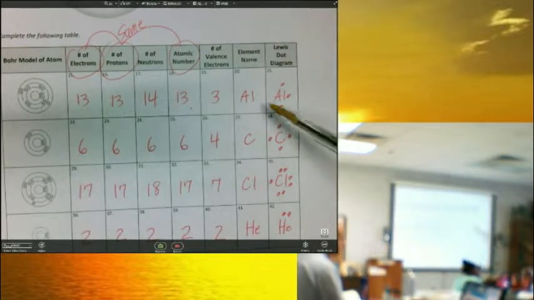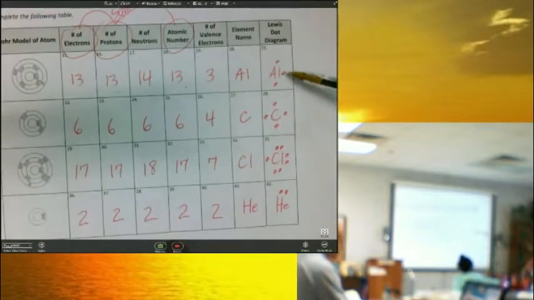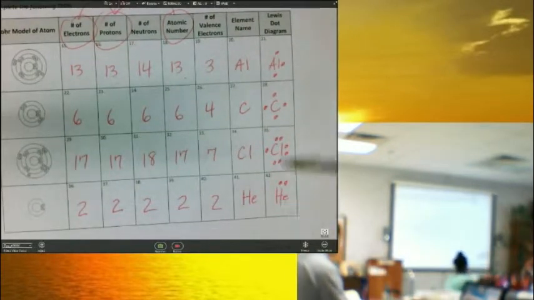The element, if it asks you for the element, you can always just use the symbol. The Lewis dot diagram draws just the valence electrons. That's all there is to it.